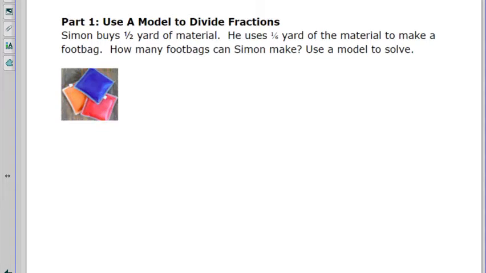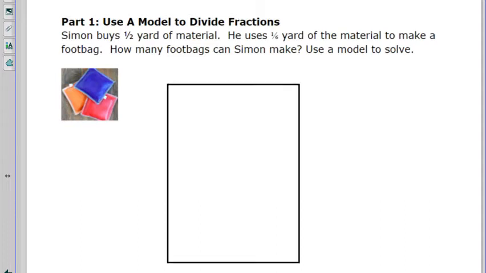Just to try and get a handle on what we're actually doing in the physical world, we're going to start by doing some modeling to see. In this case, Simon is buying a half a yard of material. And he's going to be making these foot bag things like hacky sacks or whatever. And each of those foot bags takes 1/6 of a yard of fabric, and we want to know how many foot bags he can make. So I'm going to draw a bit of an area model here to look at that.